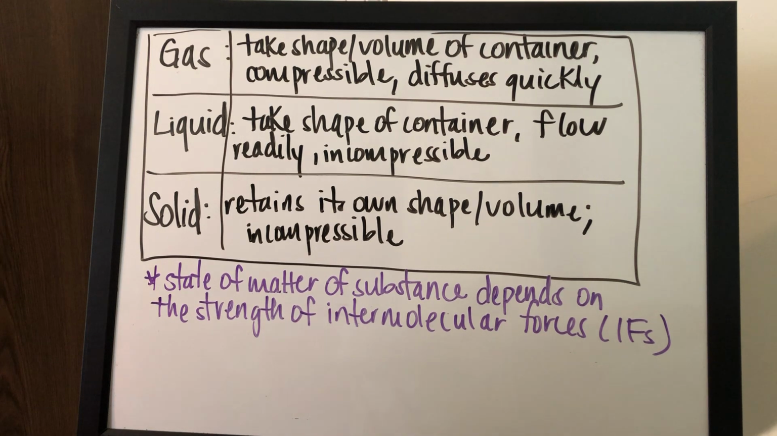Solids retain their own shape and volume. They don't take the shape or the volume of any container you put them in. They're also incompressible. You can't decrease the space between their particles. So that's all old information, but the takeaway point here is that the state of matter of a substance depends on the strength of its intermolecular forces.